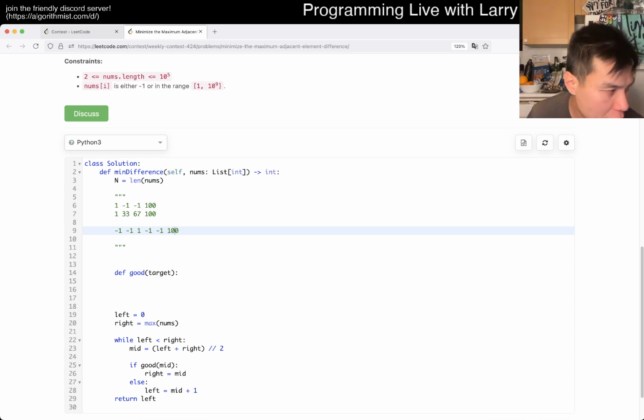So probably you want the first number and the last non -1 number, you want to test that. Do a binary search on those, that's fine.